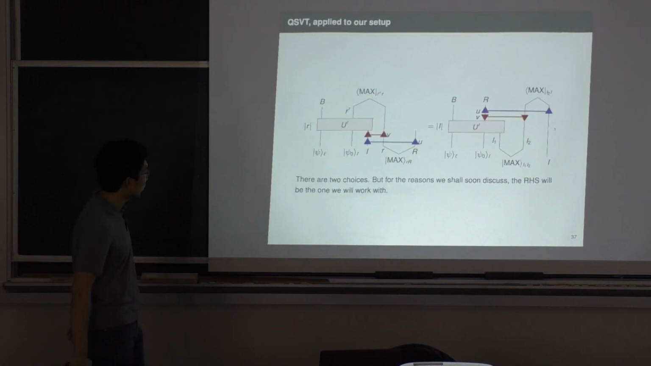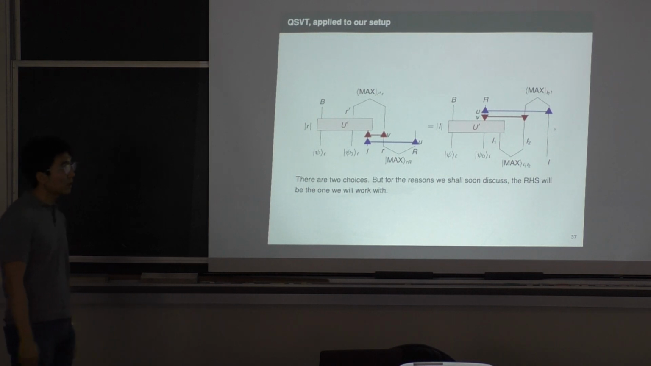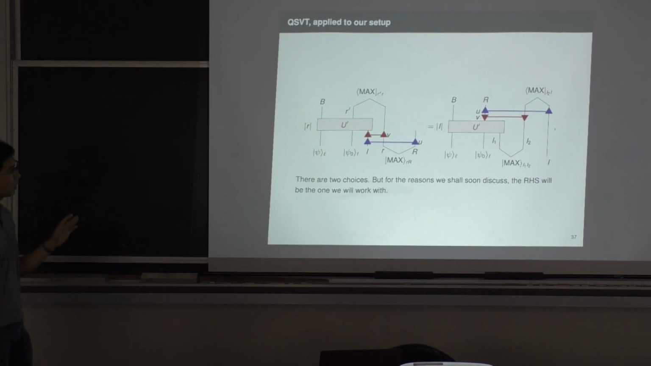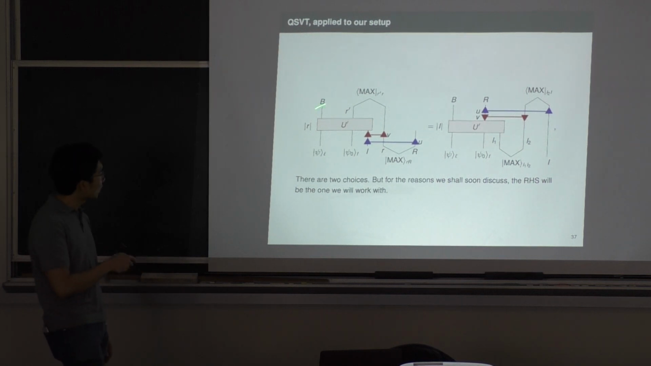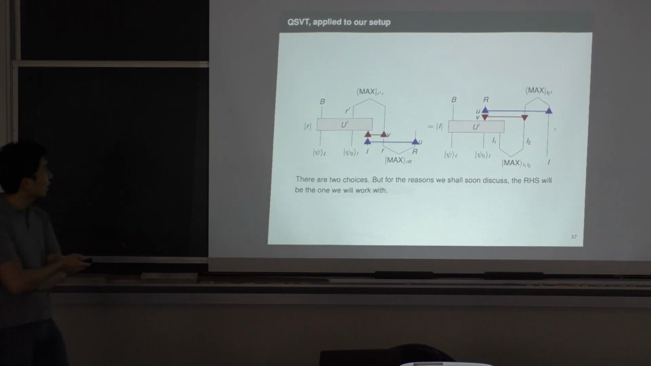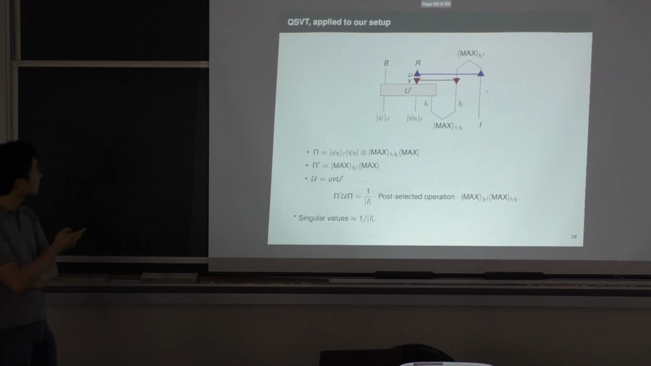So this is a very general framework, and we apply it to our setup. All we need to do is figure out what this projector pi prime and what this unitary u is, so that we can make this non-unitary process a unitary process. Again, we have these two different choices, but I'm going to argue that this latter choice is useful for us because we're post-selecting on this small subsystem.